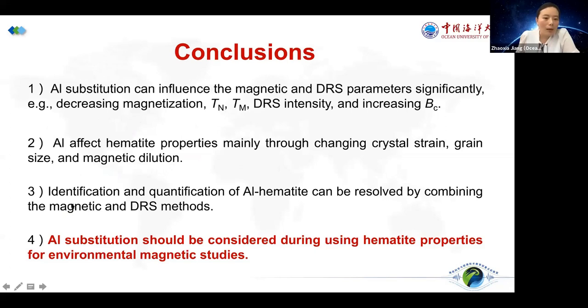But we can still identify or quantify aluminum hematite based on magnetic and DRS methods. But in any way, aluminum substitution should be considered when using hematite properties for environmental magnetic studies. Okay, that's all. Thank you.